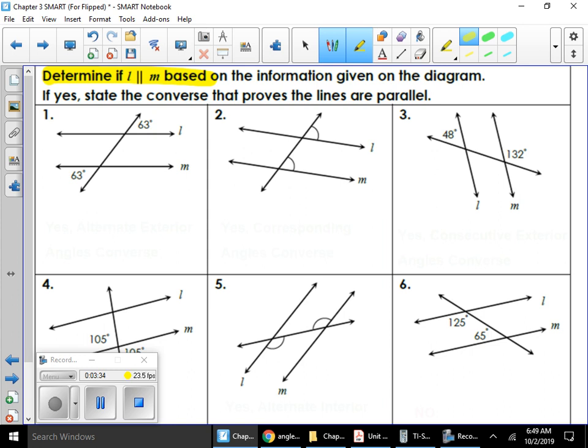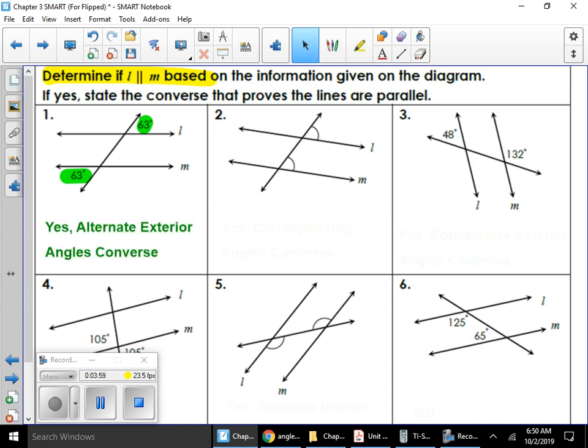This is a one-step proof. I know the word proof is scary. So I have two 63-degree angles there. Those angles happen to be alternate exterior angles, because they're on opposite sides of that transversal. But the converse tells us that if alternate exterior angles are congruent, then my lines are parallel. So yes, the lines are parallel. And then they do say if they are parallel, state the converse that proves it. Well, it's the alternate exterior angles converse, because my alternate exterior angles are congruent.